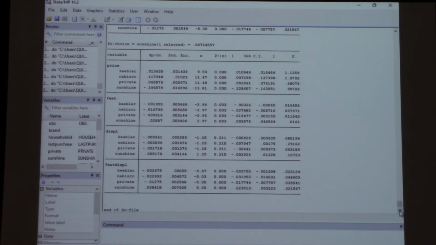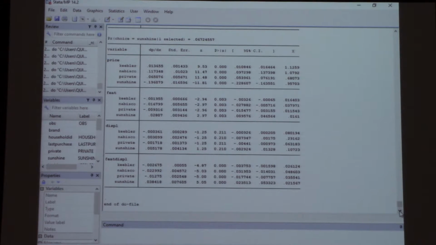And then finally for Sunshine, we've got negative own price, positive cross prices, and again, the only thing that's not significant, although still the right sign, is going to be display.